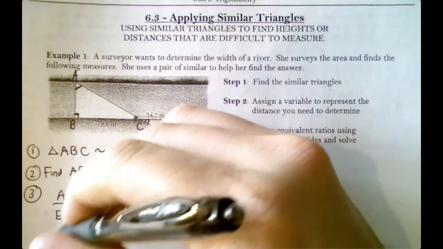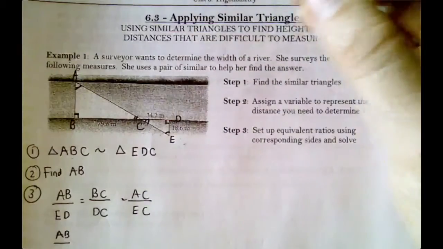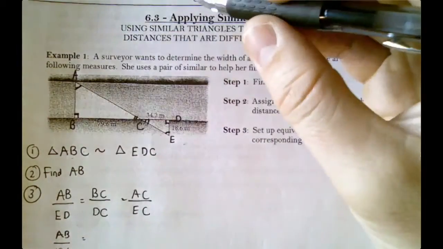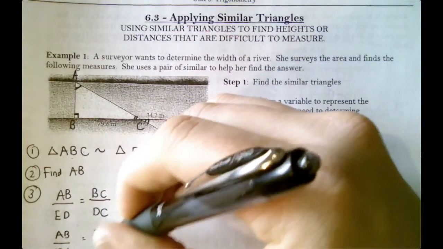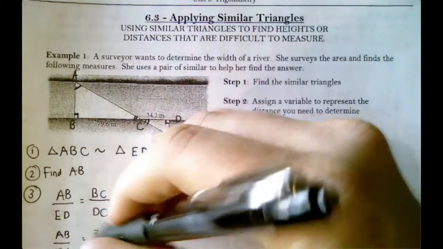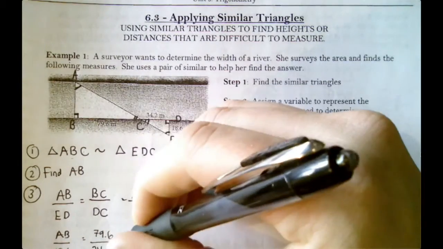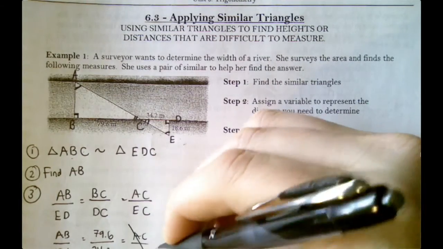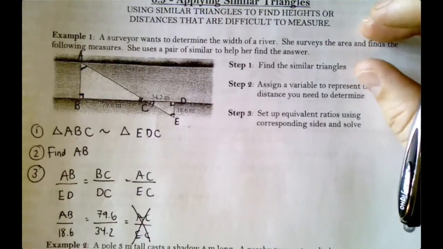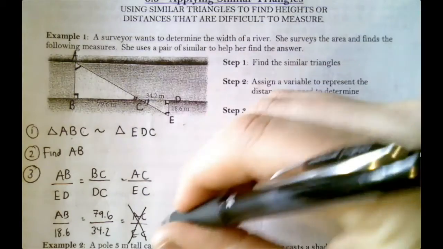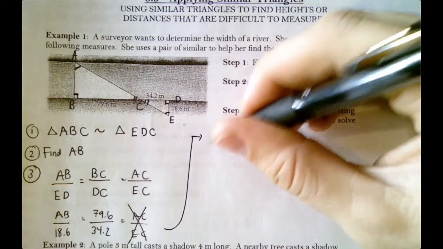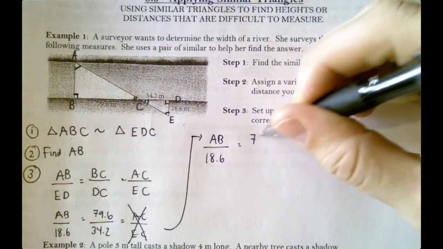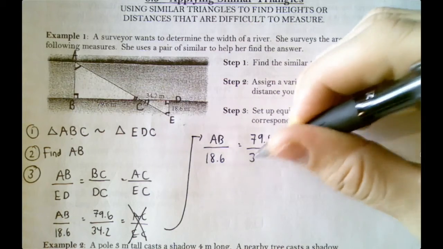And now let's fill in the ones we know. Well, we don't know AB, that's what we're solving for. ED is 18.6. BC is 79.6. DC is 34.2. And we don't know AC or EC, so we can cross that one out. Now we just have to solve. So let's bring it over here. We got AB over 18.6 equals 79.6 over 34.2.